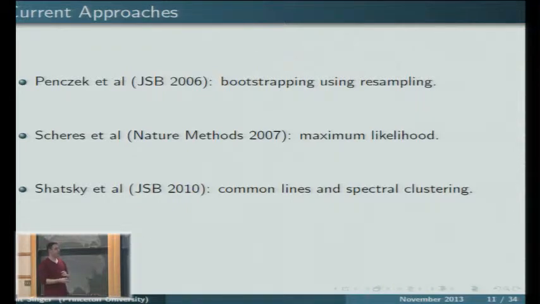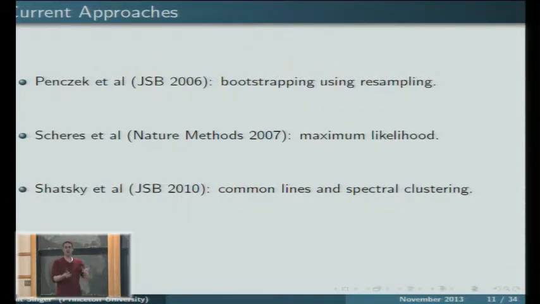A third method, due to Shatsky and Malik, is to do some kind of spectral clustering using the common lines. If you take two images, and they actually belong to the same conformation, you expect that they will have a good agreement on the common line. And if they come from different conformations, you expect that they won't have a good agreement on the common line.